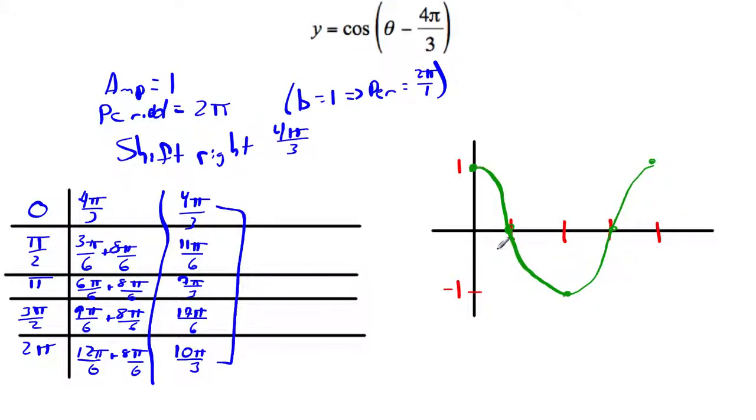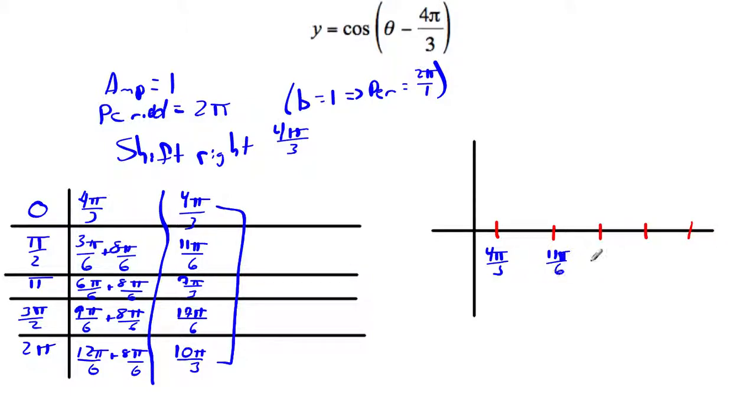Well, where are these points? Well, this is 4 pi over 3. This is 11 pi over 6. This is 7 pi over... Oh, sorry. I made the mistake. So we're not starting at 0 right now, are we? So this is the new 0. And then we're ending here. So this is 4 pi over 3. This is 11 pi over 6. This is 7 pi over 3. This is 17 pi over 6. And this is 10 pi over 3.